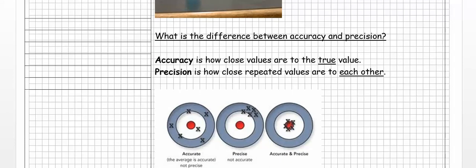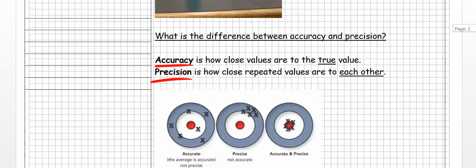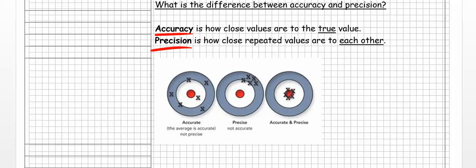What do we mean by accuracy? Well, accuracy means how close the values are to the true value, how close they are to the true value. Whereas precision is how close they are to each other. Now let's use the analogy of these three targets right here. We have three targets. I think everybody's had the experience of maybe shooting darts at a target, maybe a bow and arrow or something like that.